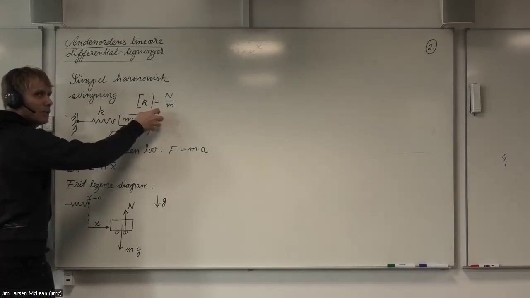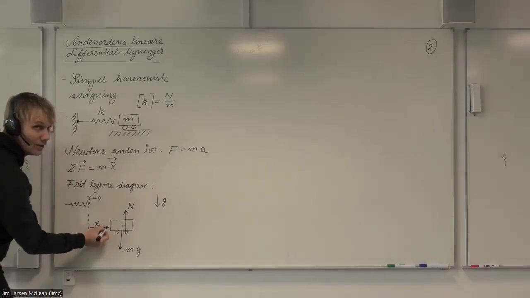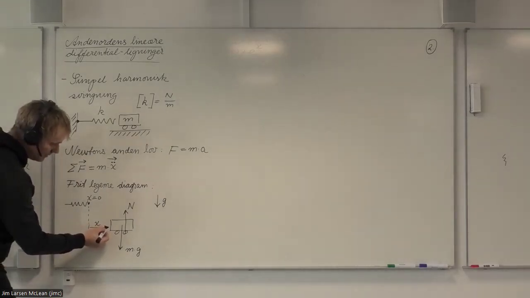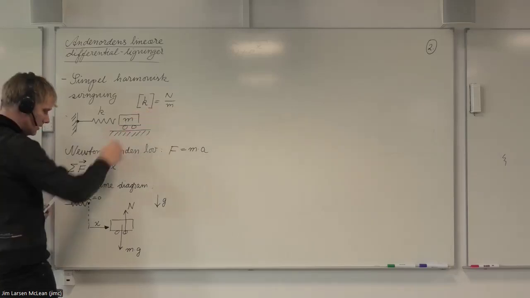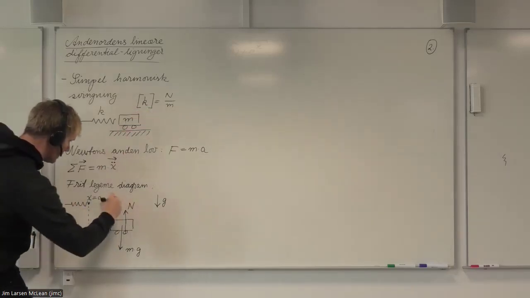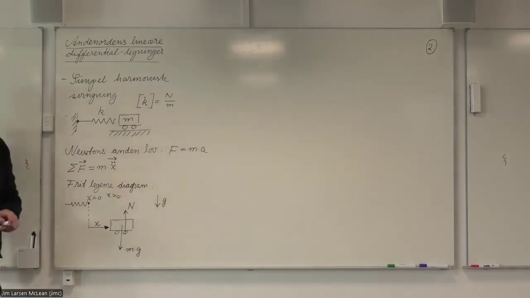So is x positive or negative? It is positive because I count positive to the right. That's what this arrow here shows. So I have pulled the cart to the right. x is greater than 0 in my drawing. That means the spring has been stretched.